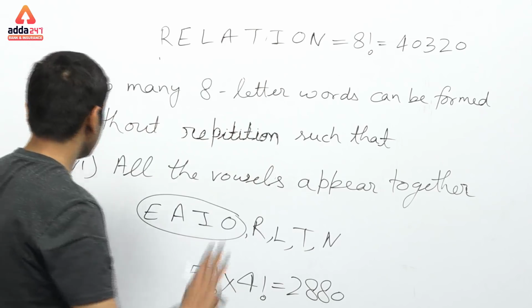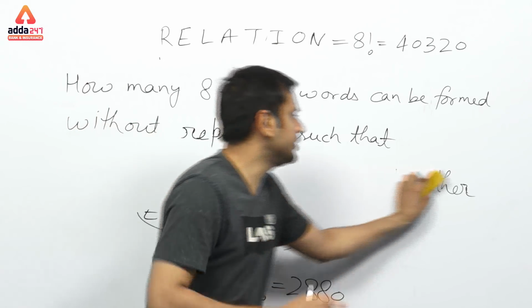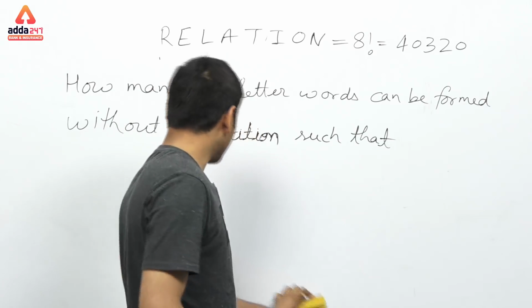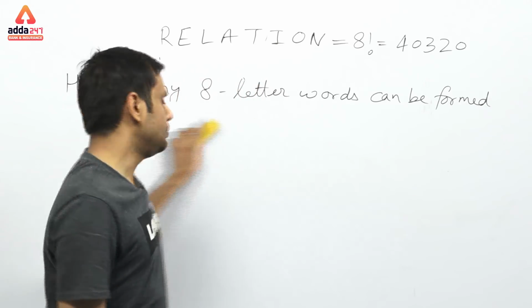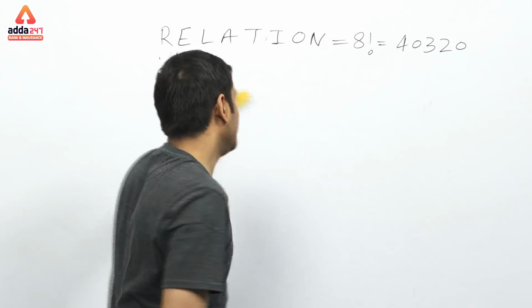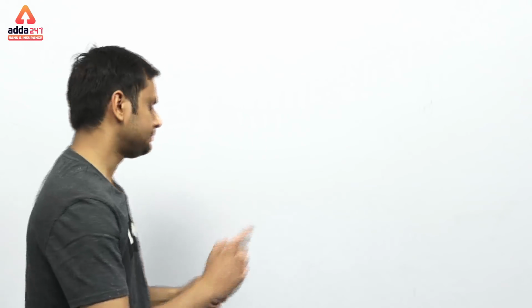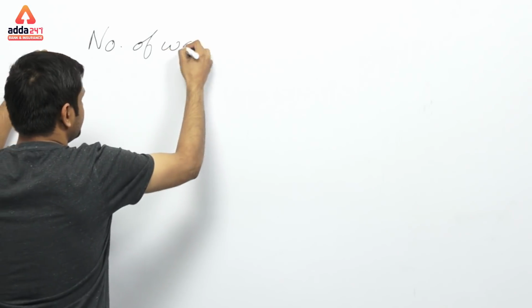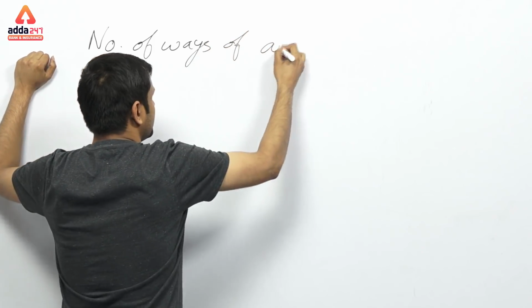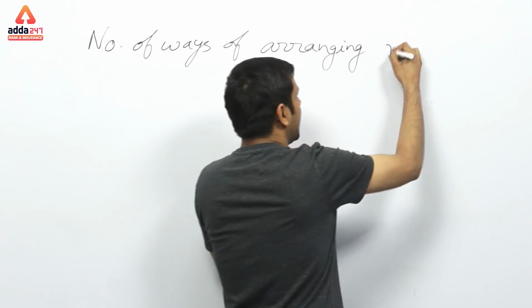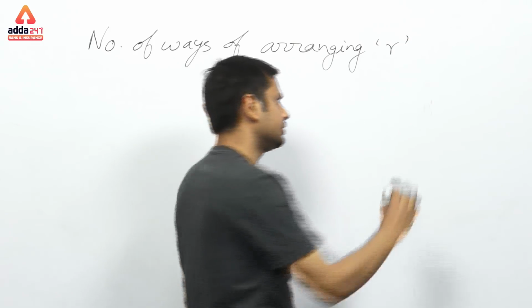Okay, guys. So, I believe we have done enough or a sufficient number of arrangement questions. Now let's talk a bit about NPR and NCR, and when do we apply NPR and when do we apply NCR, right? So first of all, guys, suppose the number of ways of arranging R things.